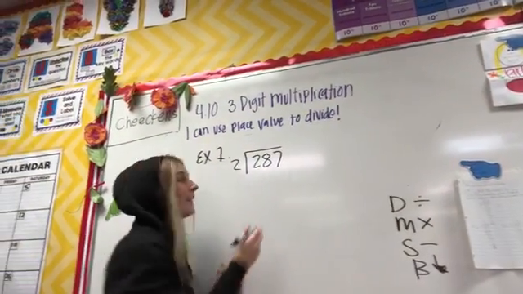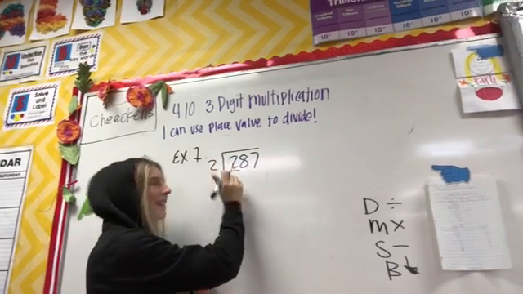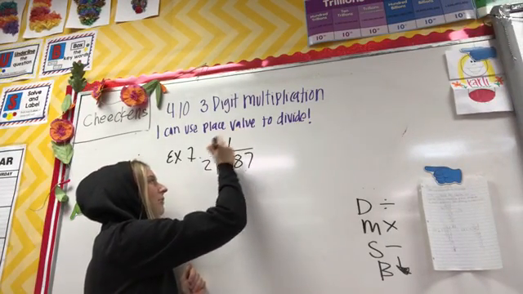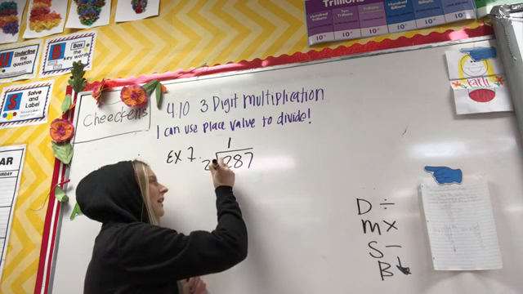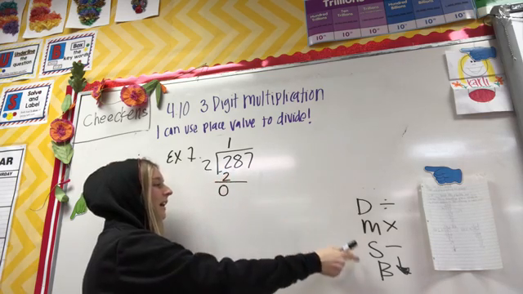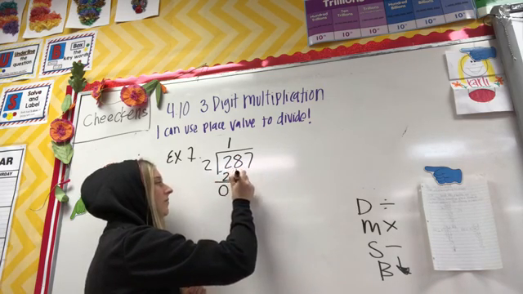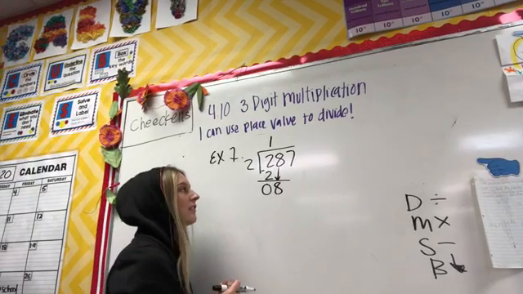Let's do it. First step is divide. So we look at our 2. Can 2 go into 2? Yeah. It goes in just once. Then multiply. 2 times 1 is 2. Then we subtract. 2 minus 2 is 0. And then we bring down. And then we repeat the process. All right, let's slow down.